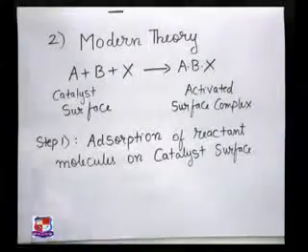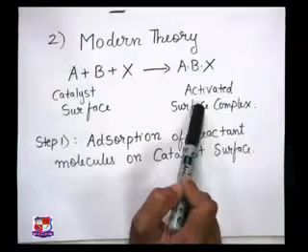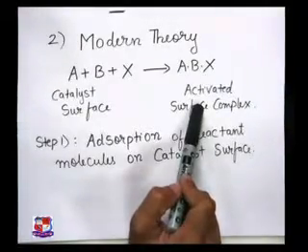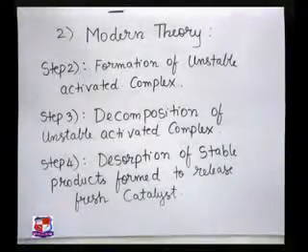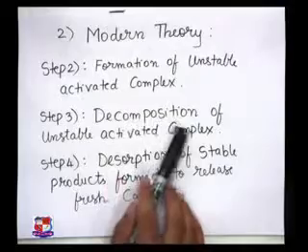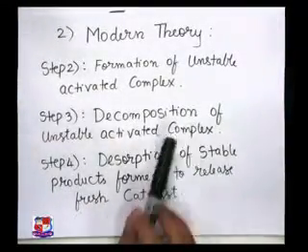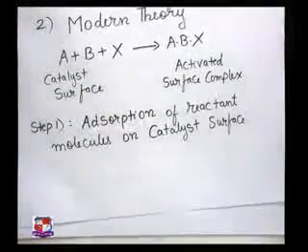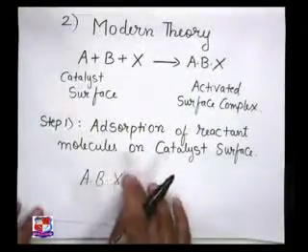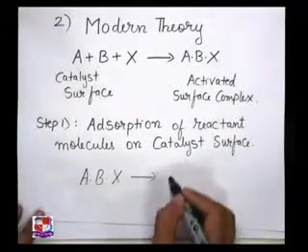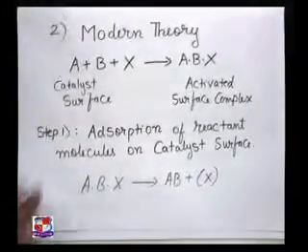Look here, this activated surface complex is highly unstable. Okay, it is highly unstable. So what happens is decomposition of the unstable activated complex, and that is why A dot B dot X will decompose in step 2 to form your product AB, and your catalyst X is regenerated at the end.